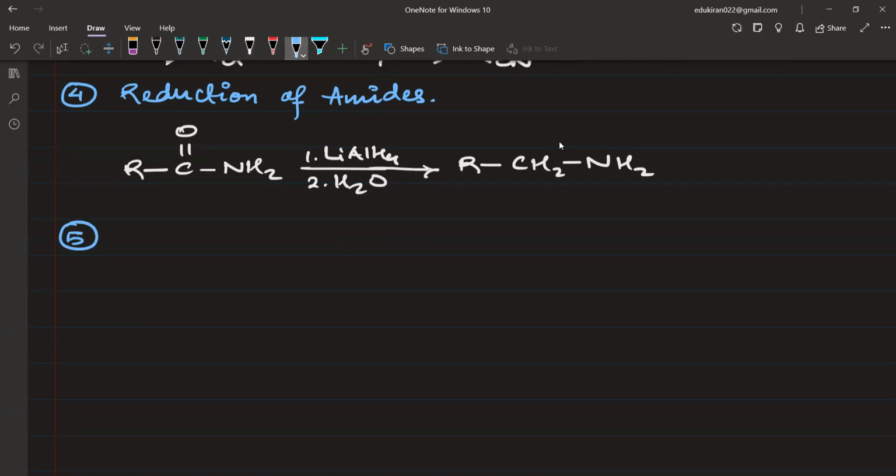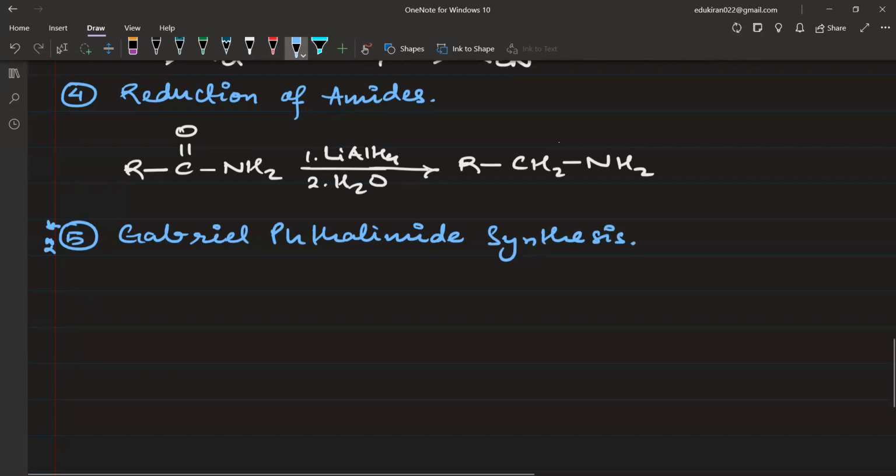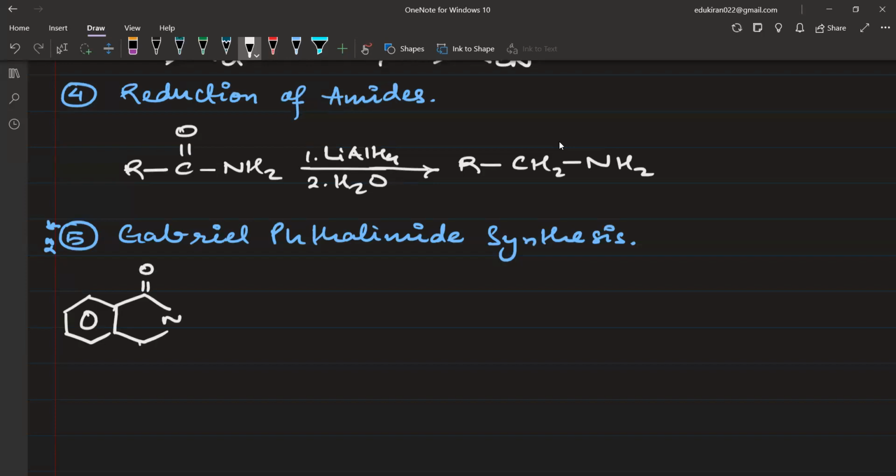Fifth, important, is the Gabriel phthalimide synthesis. Please write here. I hope you remember phthalimide. Phthalimide has 2 rings. One of them is a benzene ring, and the other is a ring of 5 atoms, including 1 nitrogen and the carbonyl groups. And here we have hydrogen. Please see here. Write it down slowly. This hydrogen here, it is what?